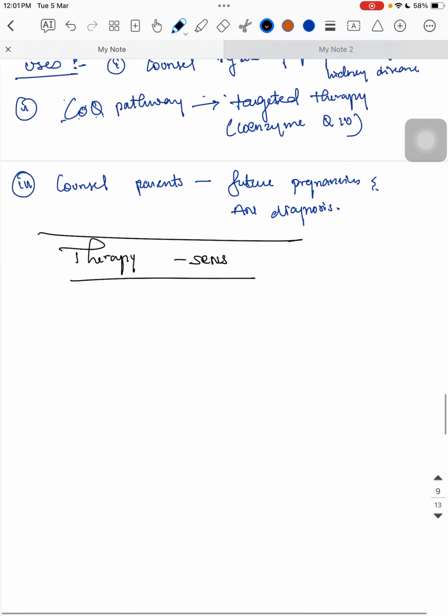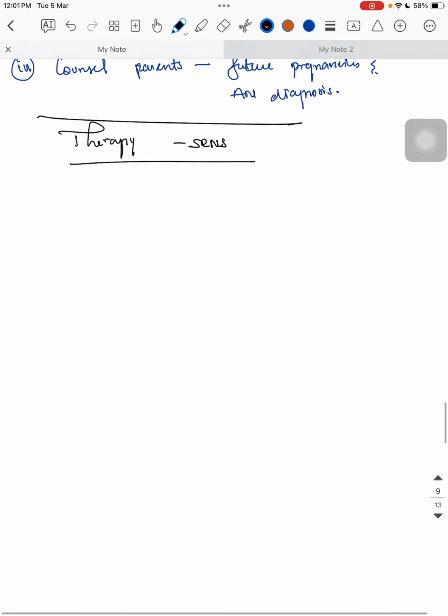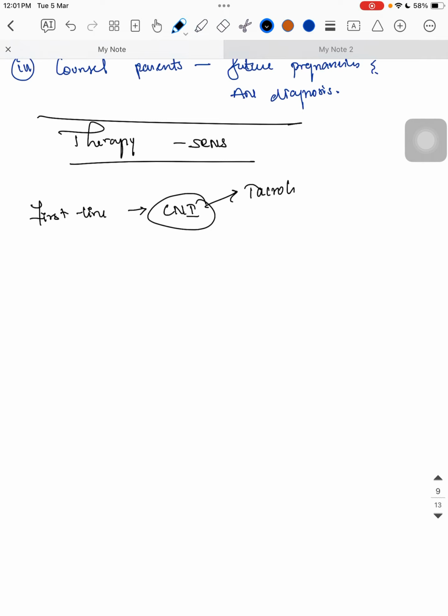Fine. So the first line drug for steroid resistant nephrotic syndrome is calcineurin inhibitors. Among these calcineurin inhibitors you have tacrolimus and cyclosporin. Tacrolimus is being used for most of the children because of minimal side effects compared to cyclosporin, but tacrolimus can cause seizures.